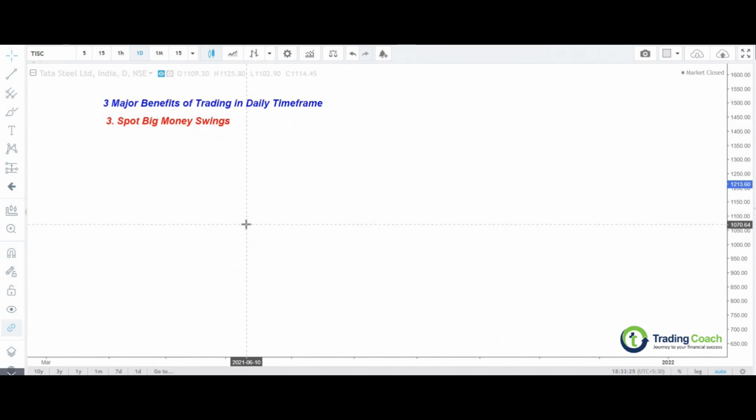All right, so here is the third benefit of trading in daily time frame. The third most important benefit is that you'll be able to spot the big money swings. All right, you'll be able to track the footprints of big players. You'll be able to see the impact of big orders on the price action. So whenever large orders enter into the market, those large orders can create some strong price swings on the chart. So those type of price swings we can see only on one-day chart.